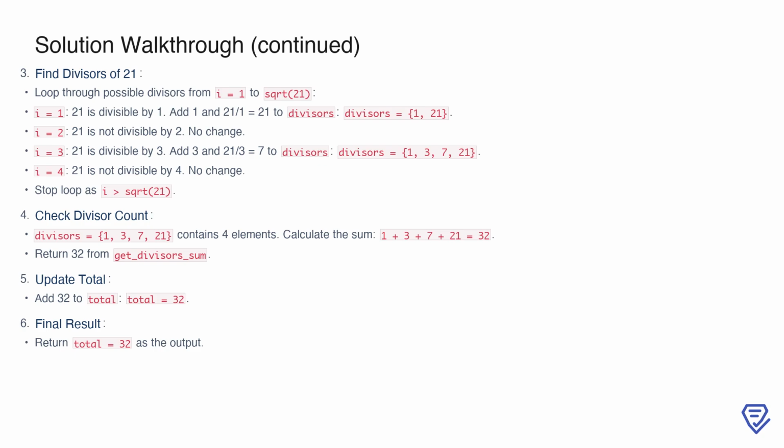Since it does, we calculate their sum, 1 plus 3 plus 7 plus 21 equals 32. This value is returned to the main function, where it is added to the total, updating total to 32. Finally, since there are no more numbers to process in nums, we return the total, which is 32.